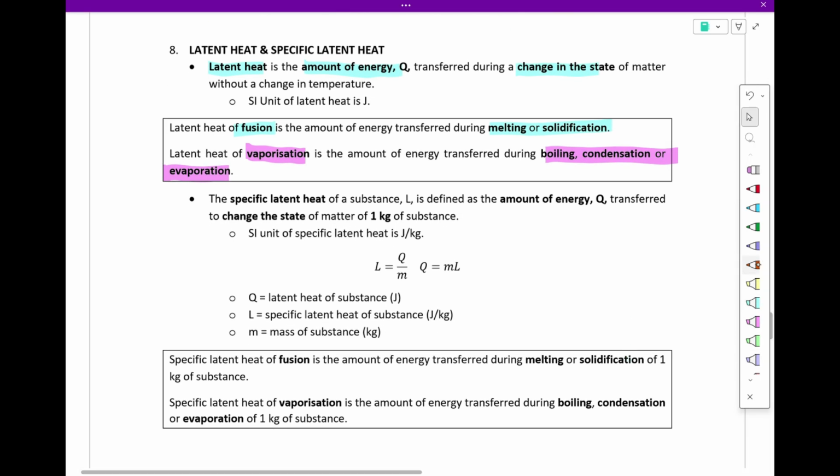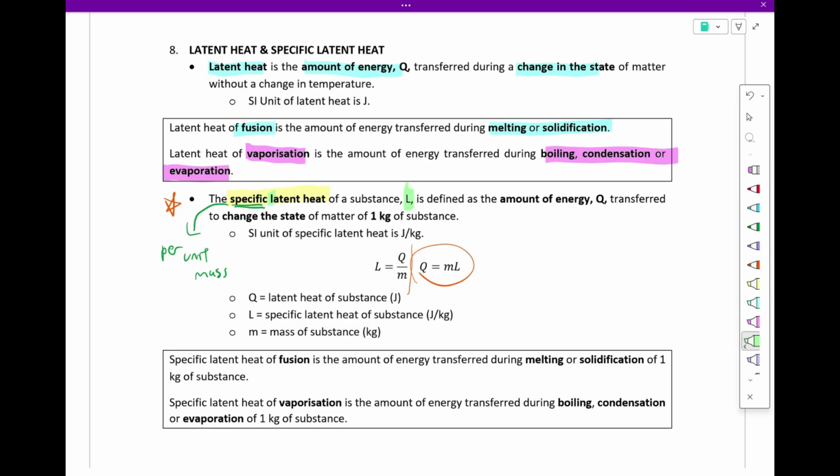Now, the one that we use more commonly would be your specific latent heat. Same thing as before, if you see the word specific, it just means per unit mass. So specific latent heat is basically latent heat divided by mass, which is just Q over m. The formula that we use is Q equals ml most of the time. However, if you're explaining in terms of definition, we are talking about specific latent heat, which is l equals Q over m. So you can see the keyword is the l.